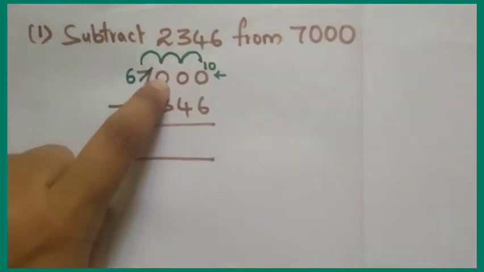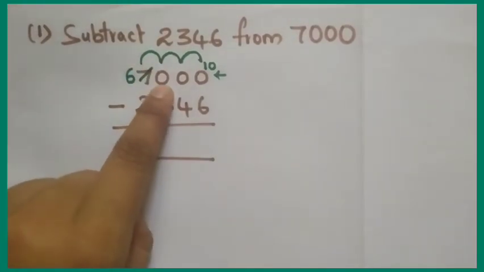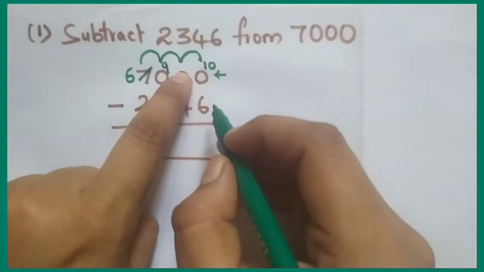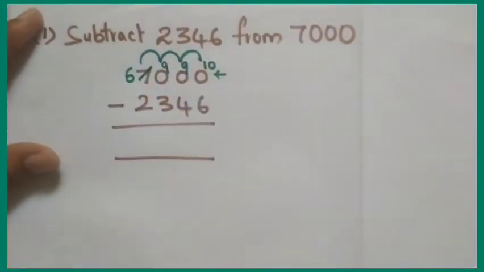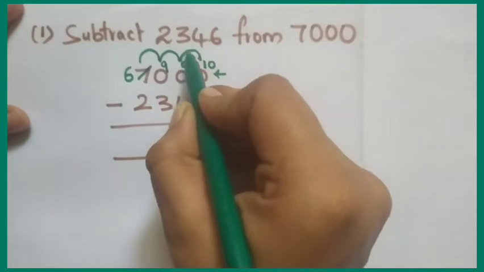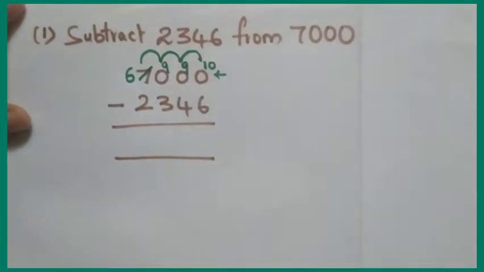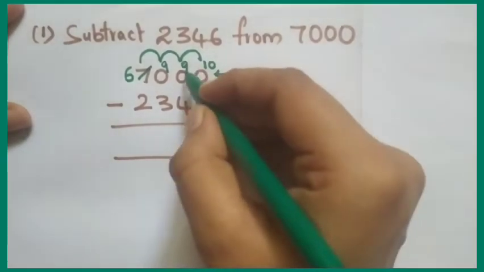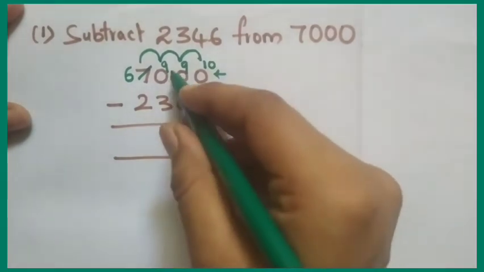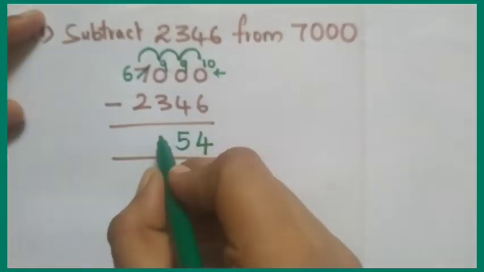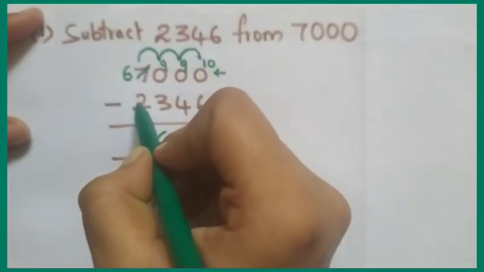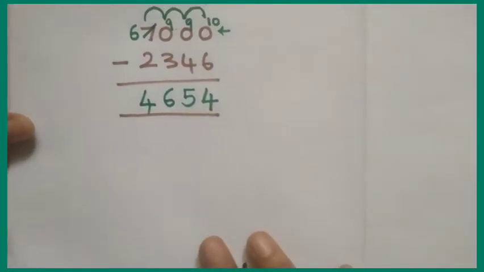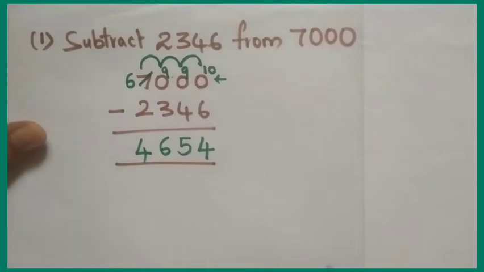Now when we are giving, this 0 will become 10, but from 10 we are giving 1 here, so it will be 9. Same like this, it will be 9. Now 10 minus 6 is 4. 9 minus 4, 5. 9 minus 3 is 6. 6 minus 2, 4. Therefore we got 4654. This is subtracting from zeros.